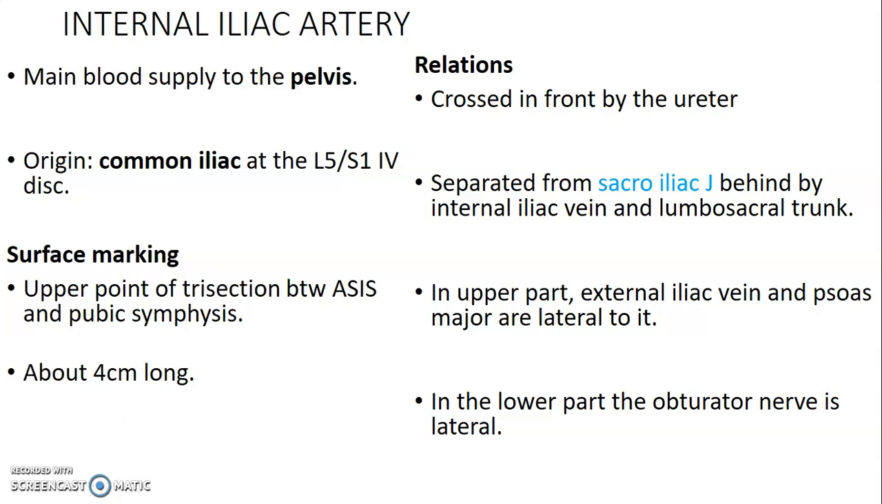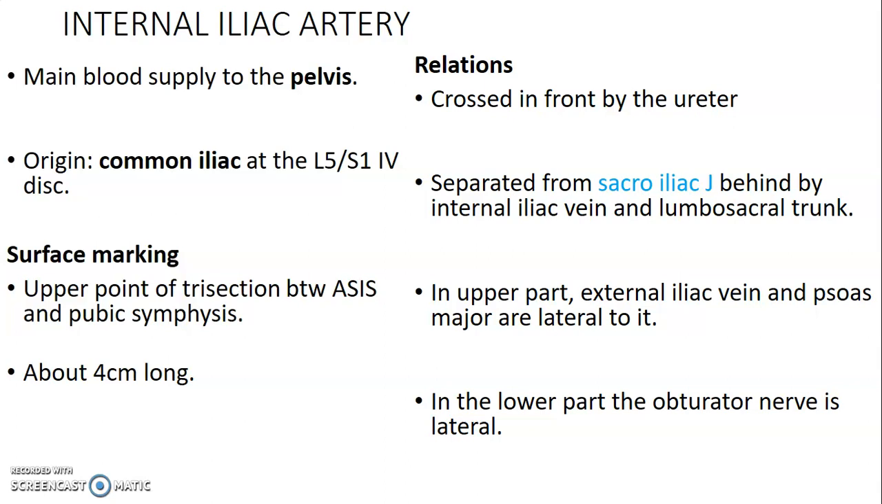Then we're going to discuss the internal iliac artery. The internal iliac artery is the main blood supply to the pelvis. It comes from the common iliac at L5-S1, where the common iliac divides into internal and external iliac arteries. For surface markings, you get the internal iliac at the upper point of trisection between the anterior superior iliac spine and the pubic symphysis, and it's usually about 4 centimeters long.